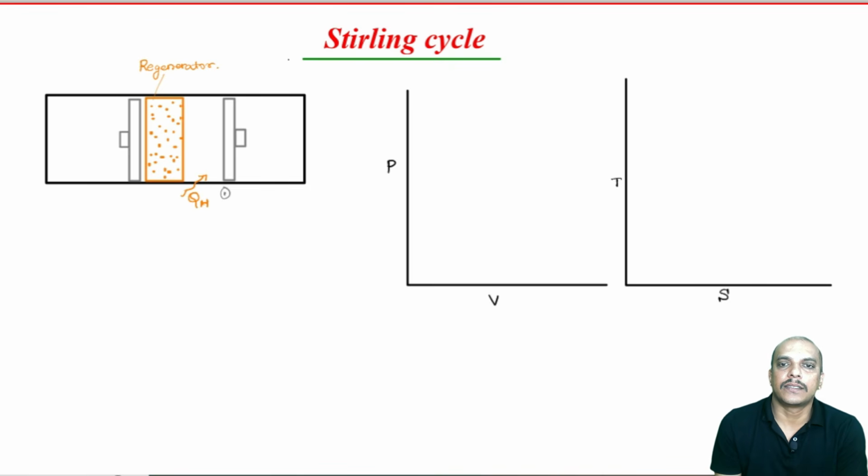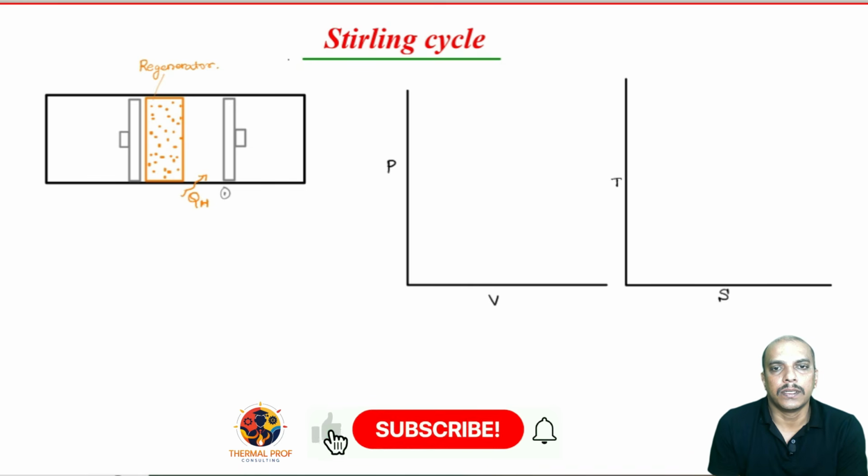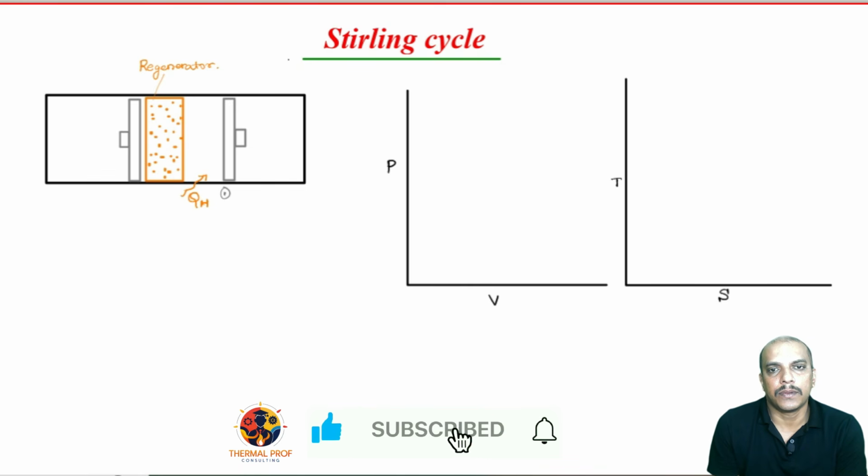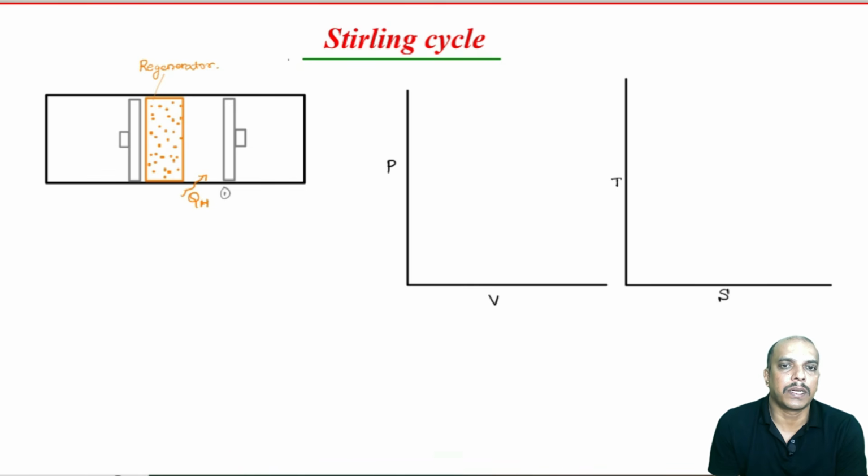In this video, let us derive the efficiency for Stirling cycle. Now, if you consider Otto cycle, diesel cycle, they are all internally reversible cycles, because the expansion and compression processes are reversible. For example, if you get the work in an expansion, the same work can be given to the gas and you can bring it back to the initial state.